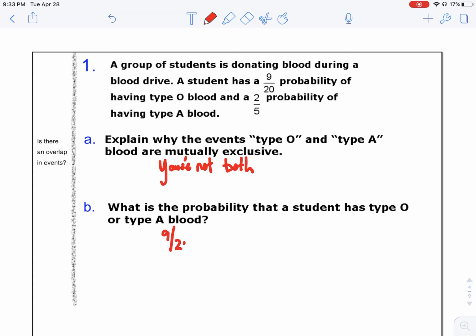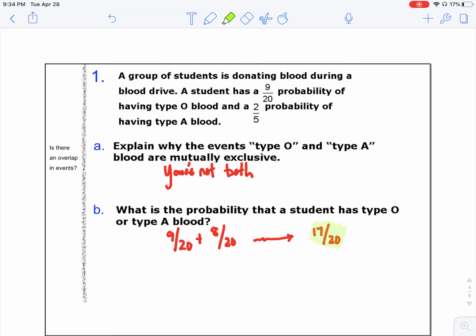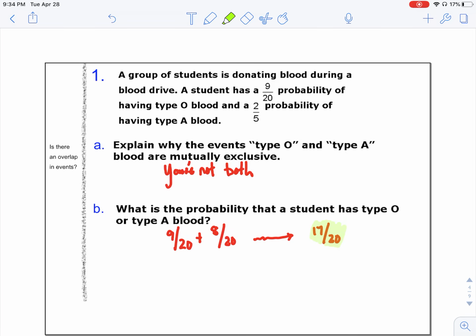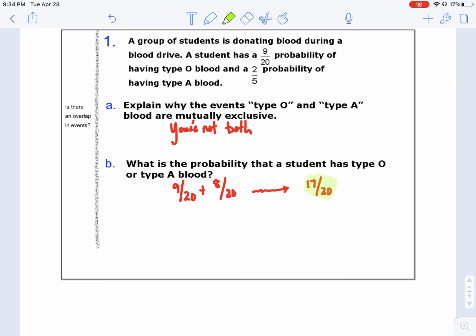9/20ths plus, what is that? 8/20ths. If I get common denominators, 2/5 is 8/20ths, which would be a total of 17 out of 20. So there's a 17 out of 20 chance that if you pick one student, they have either type A or type O. So there is no overlap in those events.